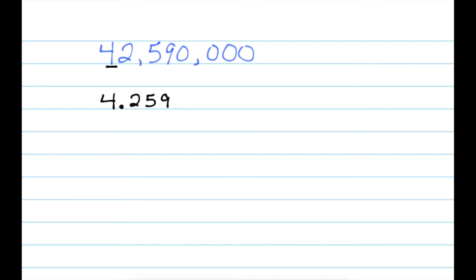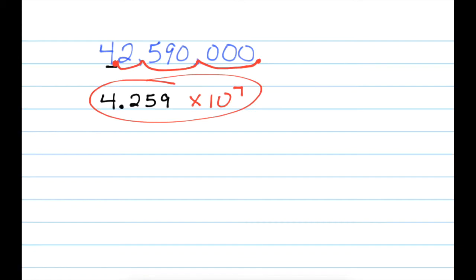Then, since it's scientific notation, we know that we're taking out powers of 10. The question is, how many? So how many spaces do I have to move to get from 42,590,000 to 4.259? 3, 6, 7 spaces, which means I need 10 to the 7th. That's my answer in scientific notation.